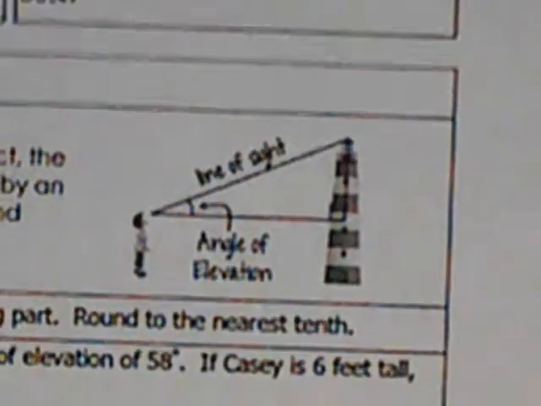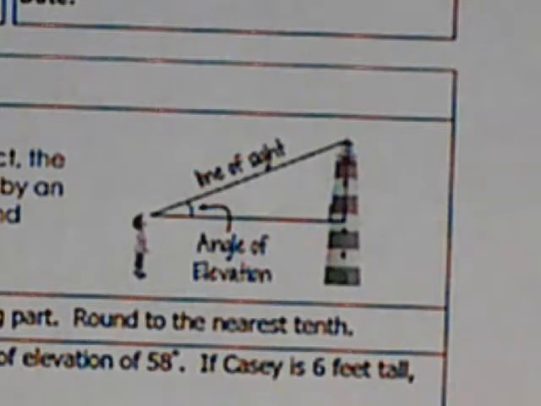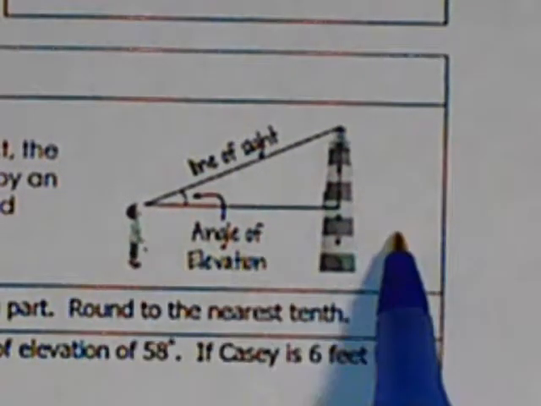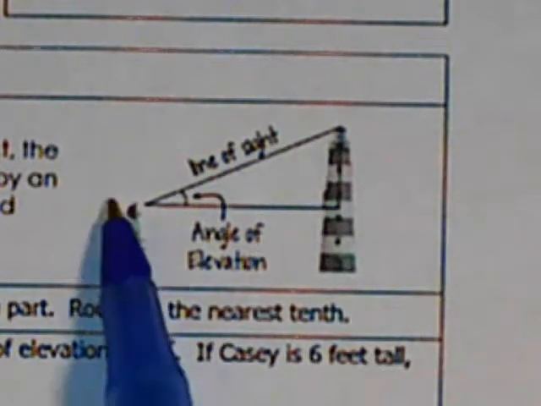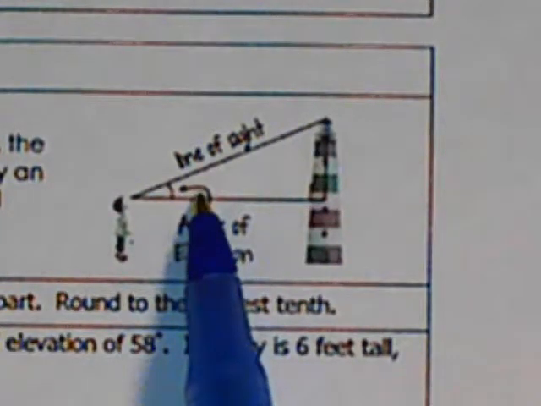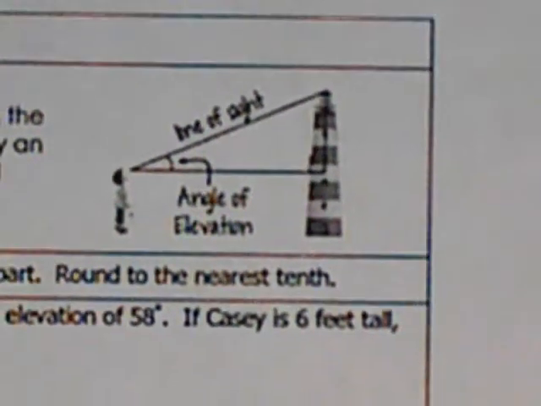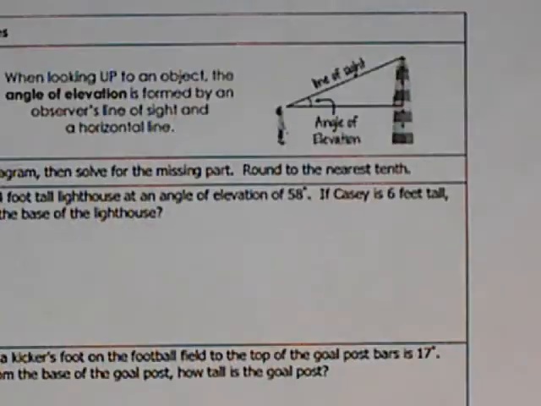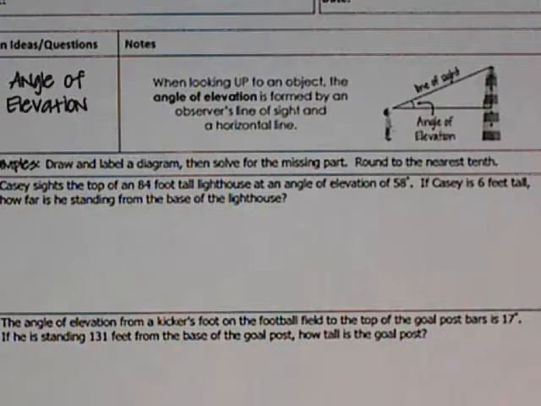So this is actually a drawing for the first problem. So for problem number 1, we have Casey and a lighthouse. Casey is 6 feet tall, looking up at the top of the lighthouse with an angle of elevation of 58 degrees. Alright, it just makes a simple right triangle and you use trig. What is their sight? So, this is what you do.